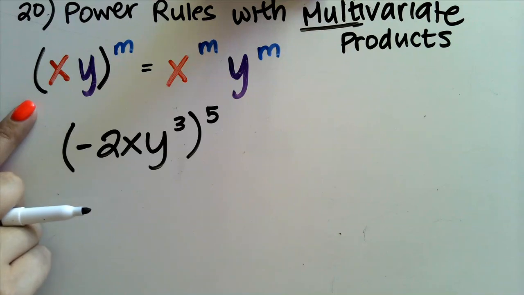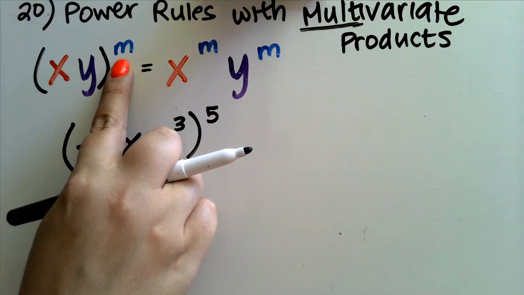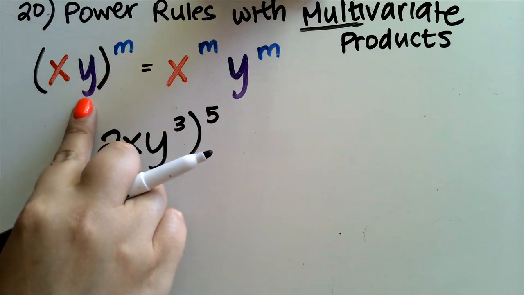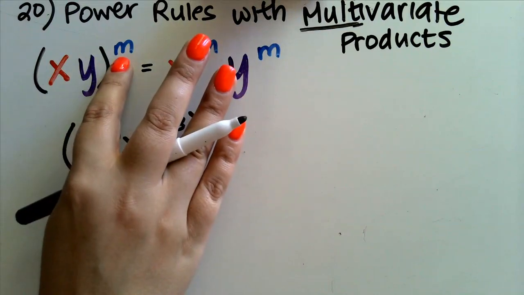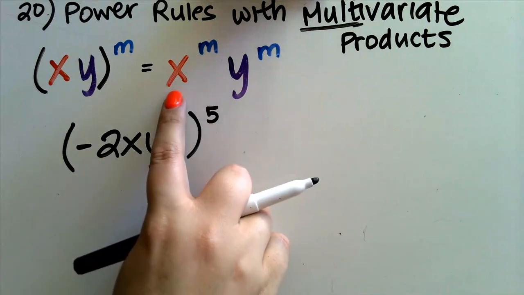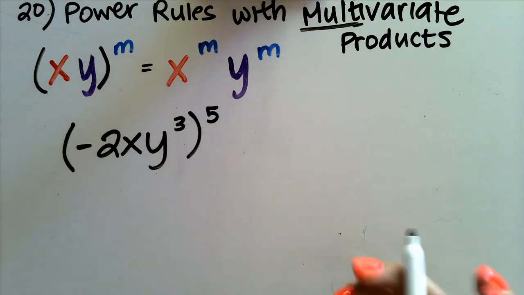Just a reminder here, this is our power of a product rule where we are essentially more or less distributing this exponent sitting outside of our parentheses into all of the terms. It doesn't matter how many terms are inside the parentheses, but you distribute that to each of the terms, okay? So remember, xy to the mth power would be x to the m times y to the m.